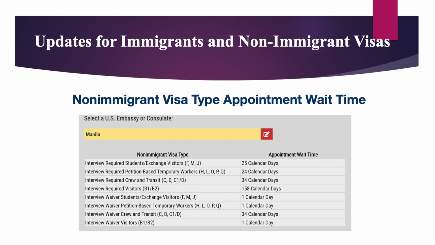If you're applying for a B1, B2 under the interview waiver program, then you don't need to have an interview, you can just process in one calendar day. You will receive a notification if you are eligible for the interview waiver program. For the other types of non-immigrant visa, we have J1 for exchange students or visitors. You have to wait for 25 calendar days. Others are 34 and others are 1 day. But for a regular tourist visa, you have to wait for 158 calendar days.